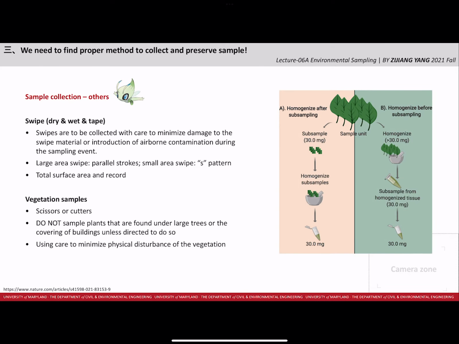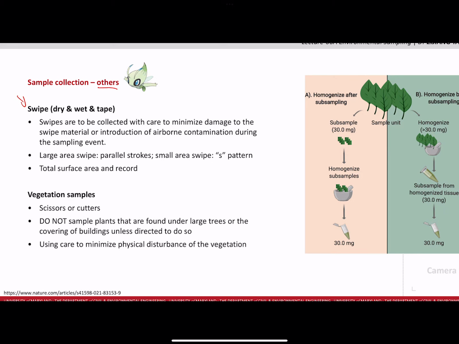So anyway, the next thing is about other techniques. Another sampling technique is swipe. Swipes are to be collected with care to minimize damage to the swipe material or introduction of airborne contaminant during the sampling event. For most situations, we use the swipe to get the microbial samples. We have large area swipes and small area swipes, and the total surface area is usually recorded.